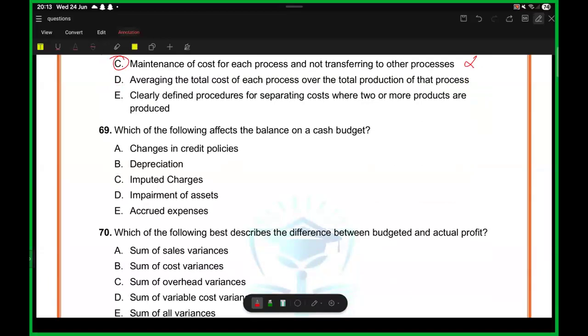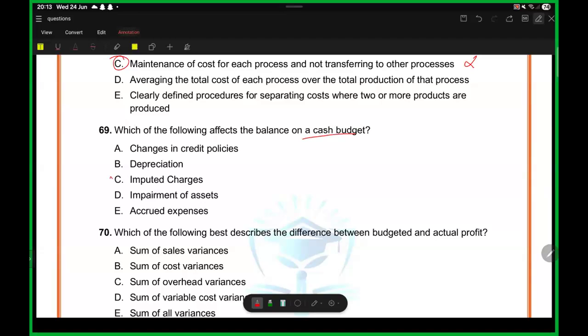Which of the following affects the balance on a cash budget? A. Credit policies. B. Depreciation. C. Imputed charges. D. Impairment of assets. E. Accrued expense. Okay, so what's the answer? The cash budget. I just explained that. Imputed charges. You have to justify.